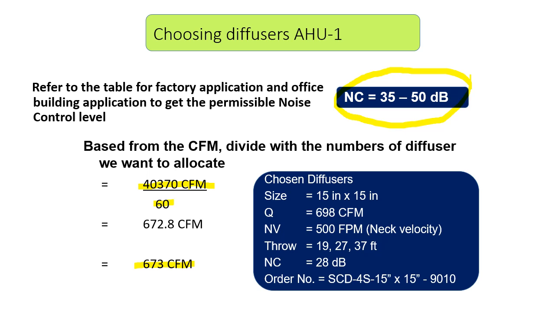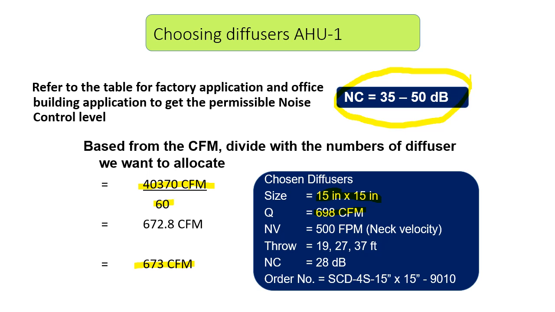So if you see the catalog, in this example, a diffuser is chosen which has a size of 15 inch times 15 inch, and the airflow rate is 698 CFM. It's a bit higher than 673 CFM. It's okay, because in an air distribution system, there's no way that you can get exactly the number that you want, because the control of air can never be too precise.